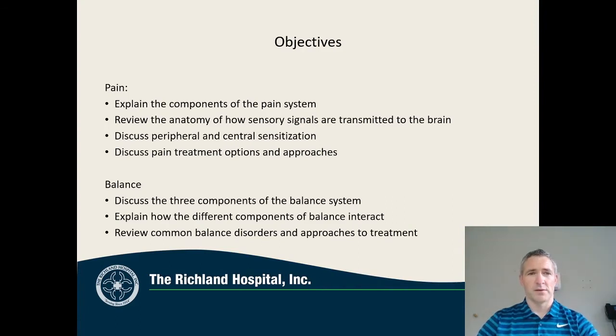Okay, so we'll cover pain first. We're going to talk a little bit about how we detect pain, how we sense different sensations, and then things that can happen when we have pain and changes that can happen over time. So we'll go through all the components of that pain sensory system, including the anatomy, the different receptors, the nerves, the spinal cord, and stuff like that.